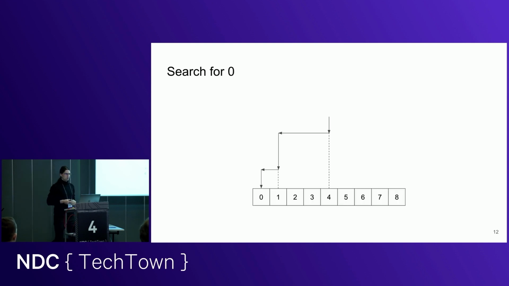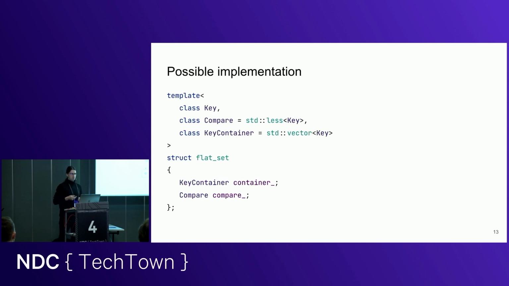Here I tried to visualize binary search on this container. It is like when we're searching for something in a tree, we're starting from the middle, then since we're searching for 0, we're checking, okay, not this element, then we go left, left, left, left, until we find the 0 element. And that's why we can guarantee logarithmic time for search here.